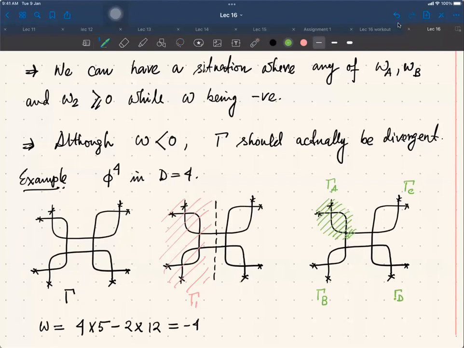Pick any one of them, say gamma A, then calculate omega A. Omega A is the superficial degree of divergence of gamma A, which is 1 loop and 2 propagators. So 1 loop will be 4 minus 2 propagators, which is 2 times 2, which is 0. So it's logarithmically divergent. So each of the 4 corners is actually separately logarithmically divergent.